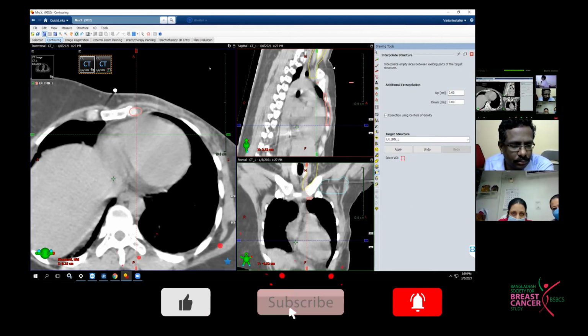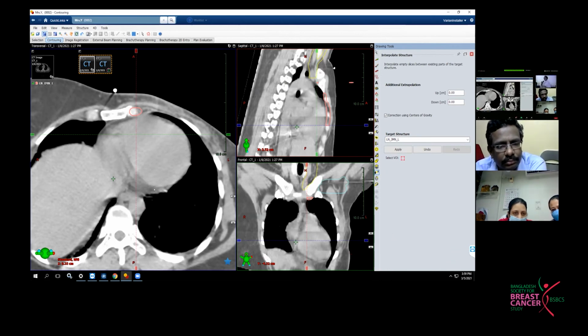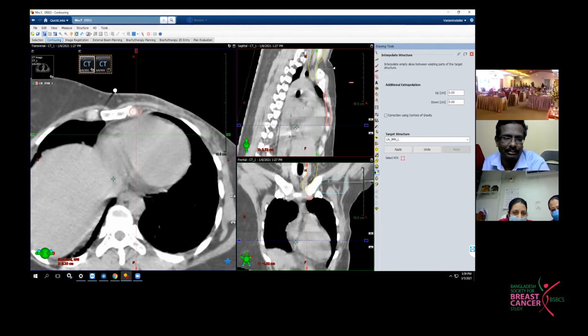Okay, thank you, everybody. I think he deserves a big clap. Yeah, he did a good job. Yeah, really a good job. He knew the anatomy as well as all the structures. He has contoured properly. Thank you, madam.